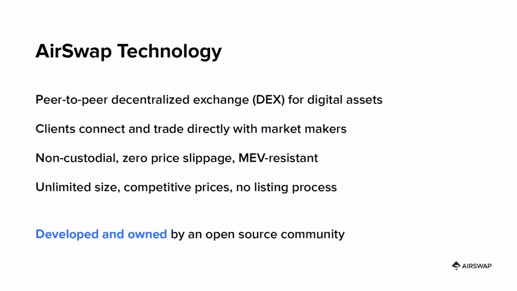The benefits that you get when you're trading directly with market makers is that it's still non-custodial, but it's actually MEV resistant and there's zero price slippage, which is fantastic. Unlimited size, competitive prices, and no listing process. So these are all great benefits to peer-to-peer trading. And in my opinion, another great benefit of the project is that it's developed and owned by an open source community. 100% open these days.